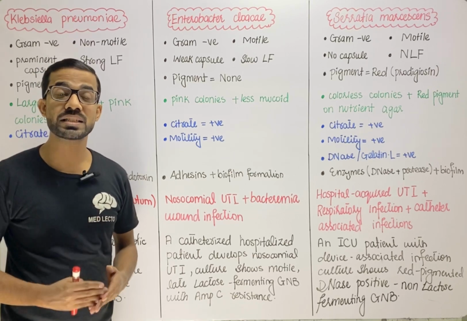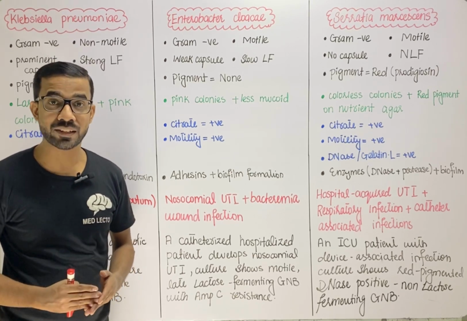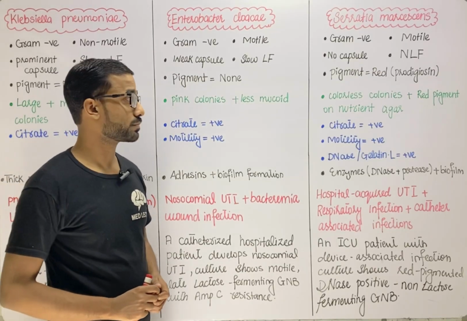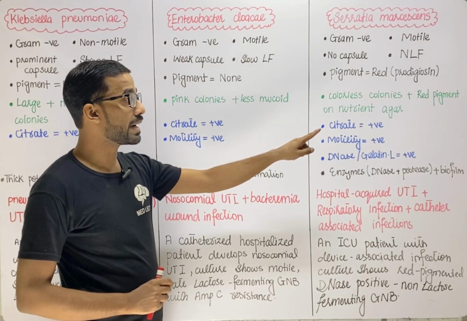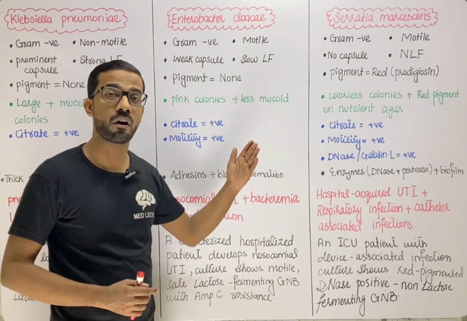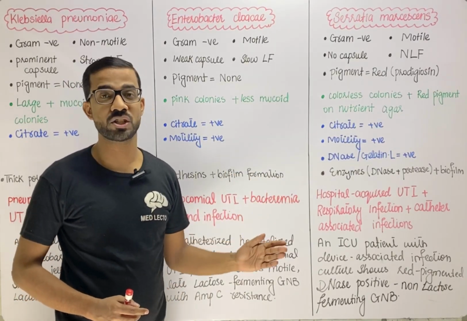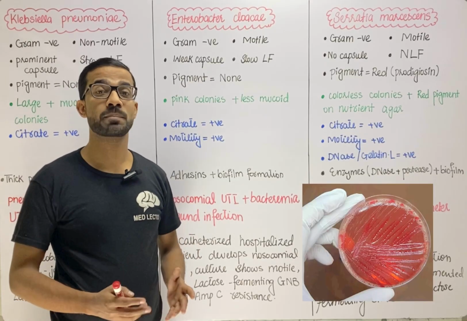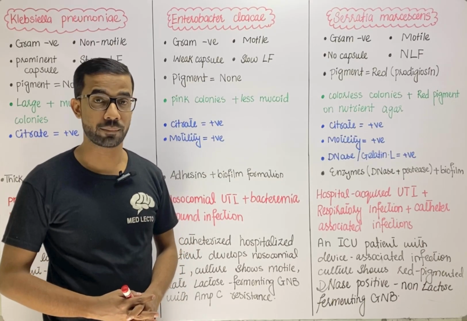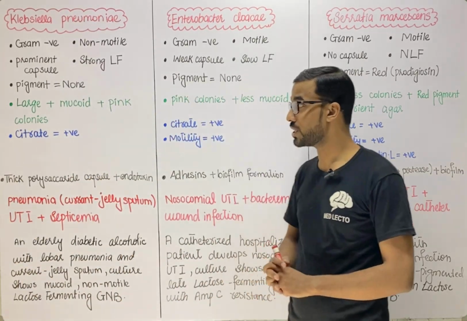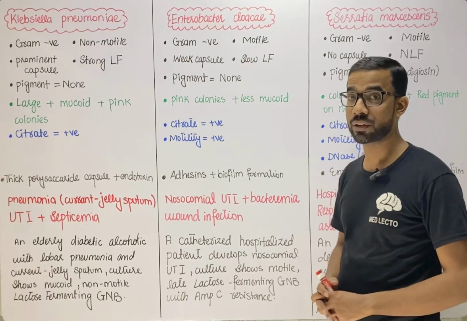It doesn't ferment any lactose molecules present in the MacConkey agar, while the colonies will be red on the nutrient agar. That is an important thing that we have already discussed: Serratia produces red colonies on the agar because it produces red pigment. Next, we can also distinguish these three bacteria on the basis of biochemical tests.